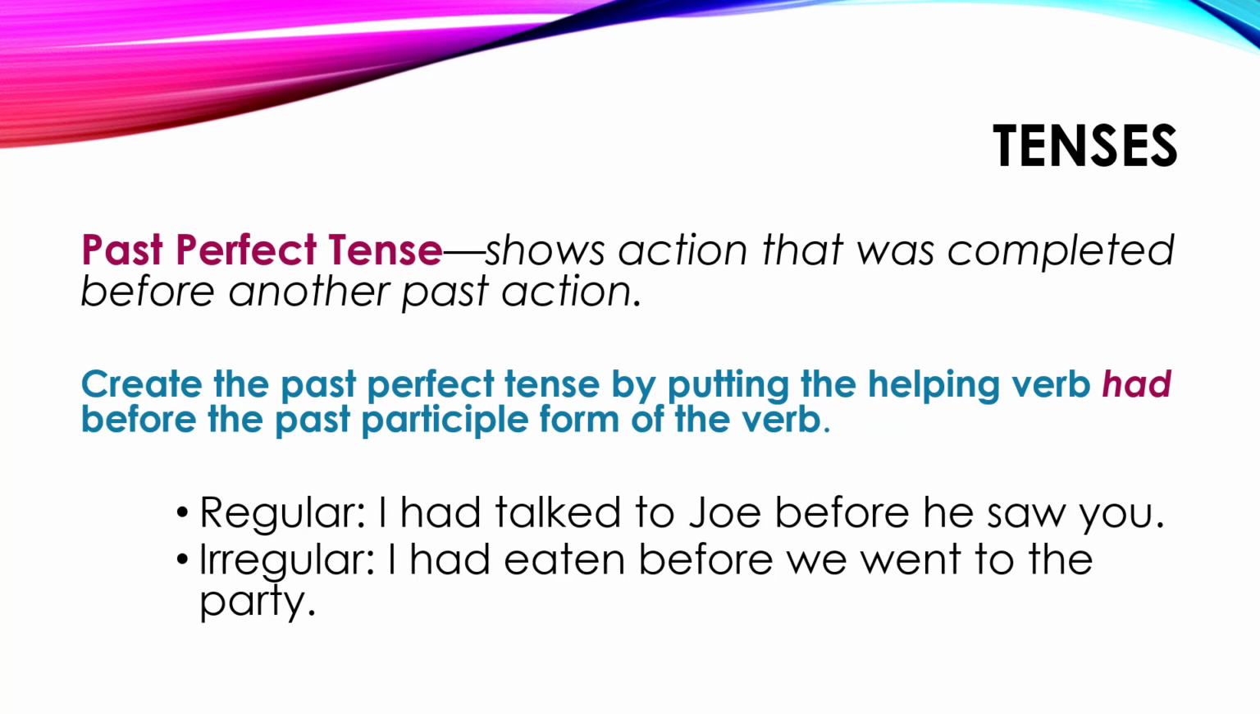The past perfect tense shows action that was completed before another past action. You create this past perfect tense by putting the helping verb had before the past participle form of the verb. So for a regular verb, it would be I had talked to Joe before he saw you, because the talking happened before the seeing. I had eaten before we went to the party. So the eating happened before going to the party, but both verbs happened in the past.